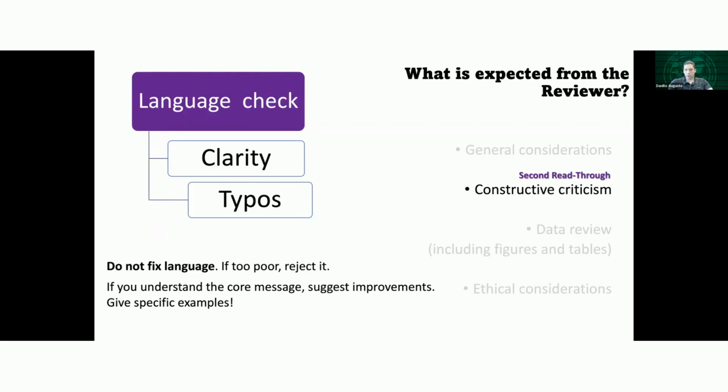And another important aspect is language. But when we think about language, one thing that we ask the reviewers is, do not fix language. If you cannot understand because the language is too poor, your recommendation can be to reject it. But at the same time, if the language is not fantastic, there are some issues there, but you can understand the main message. In that case, it is interesting to give some recommendations or comments, or give some specific examples where the language is not appropriate, because that will help the authors, when they get your review, to see where they need to fix.